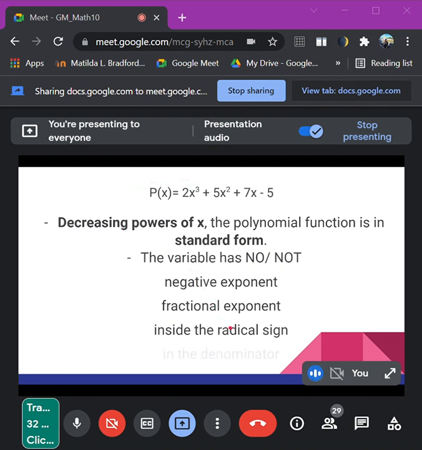And then for the last one, you have there the variable has no or has not in the denominator. So, dili siya pwede nga naa kay denominator nga variable. So, like for example, you have 2x cubed plus 5x squared plus 7x over 5, minus 5 and then over x sa ubos. Dili na siya polynomial function.